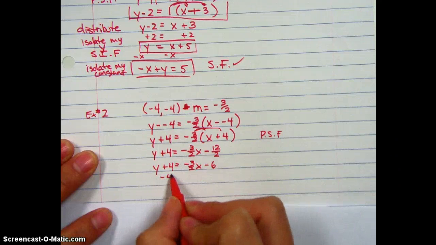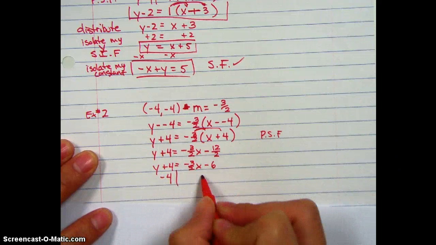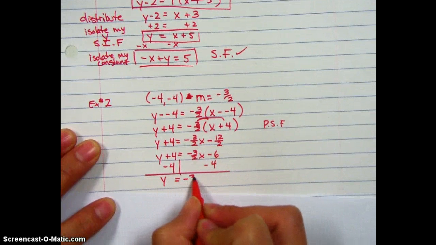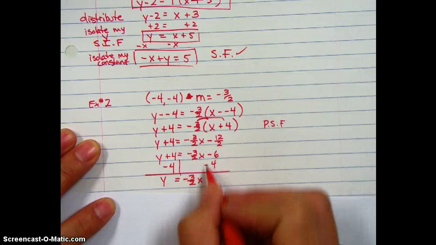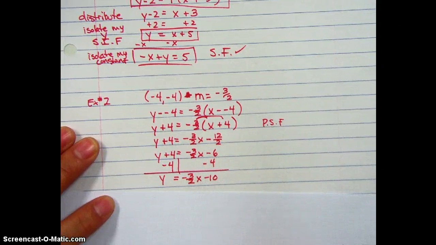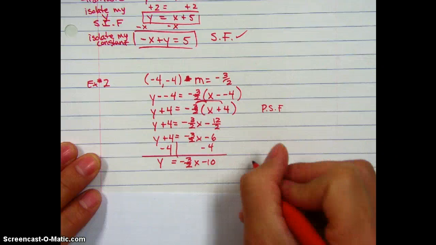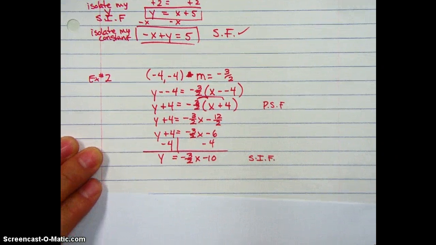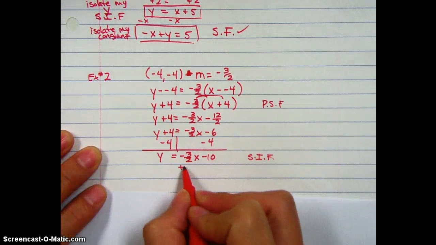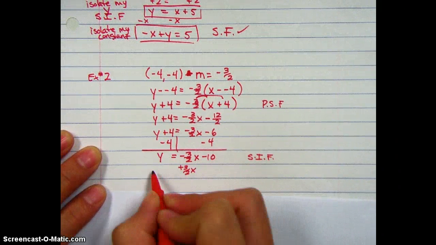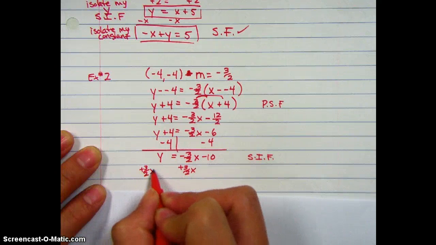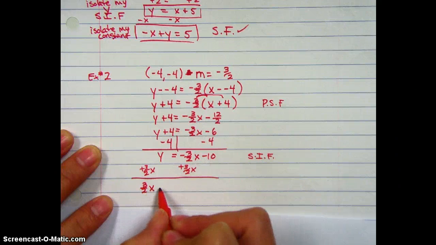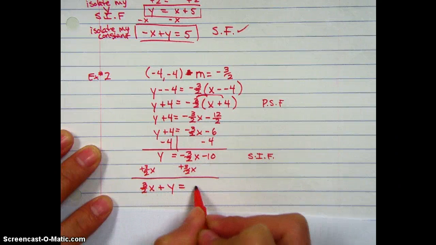Now what I can do is I can isolate my y value, right? Subtract 4 on both sides. I get y equals negative 3 halves x, and then I get negative 10, just like that. Alright, so this would be called slope-intercept form. Now if I just get my constant by itself, I can add 3 halves x on both sides. Right, and I end up with 3 halves x plus y equals negative 10.